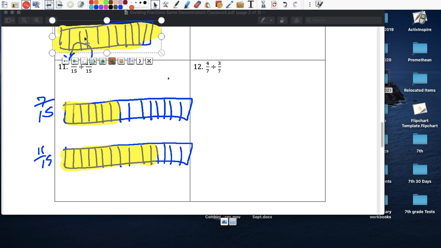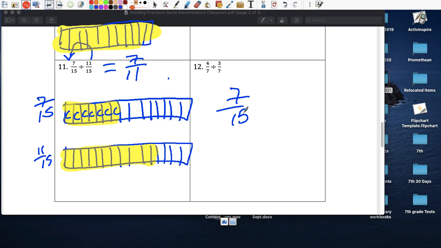Okay, so pretend I want to give Camila 11 pieces, but I only have 7. So I can give Camila 1, 2, 3, 4, 5, 6, 7. Can I give her 11 pieces? I can't. But I can give her 7 pieces out of how many was I trying to give her? I was trying to give her 11. And that's the answer. So the other way, this would cross out. We write that as a fraction, and we get 7 over 11.